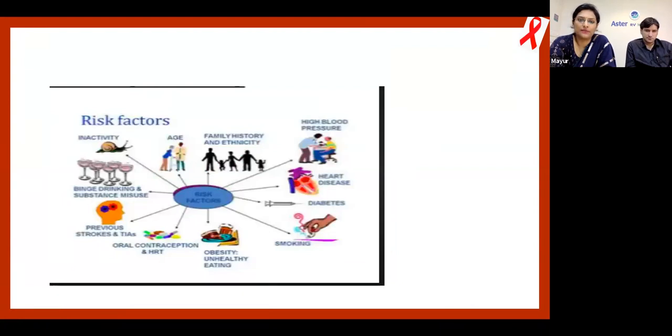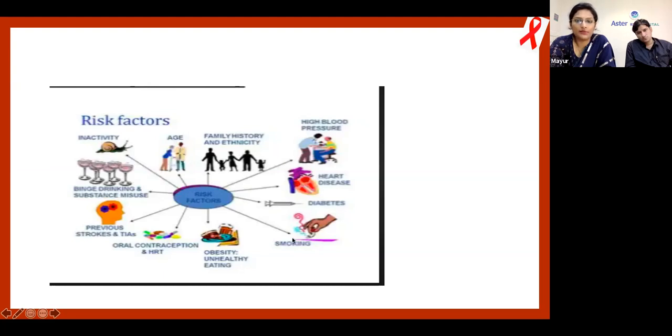In the sense that if you have any of these risk factors, then you have a more chance of having stroke. The most common is high blood pressure. Uncontrolled blood pressure is a very important risk factor for stroke. And then there is diabetes, right? Uncontrolled diabetes is a very common risk factor for stroke. Heart diseases, like we discussed, and one non-modifiable risk factor is age, advancing age.